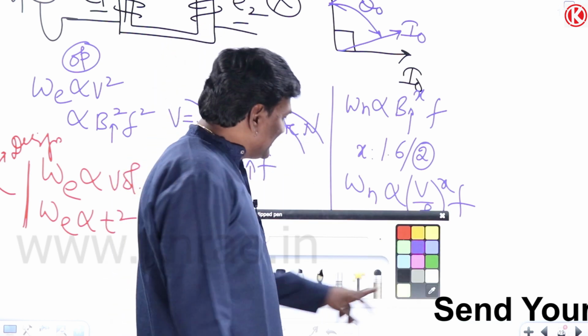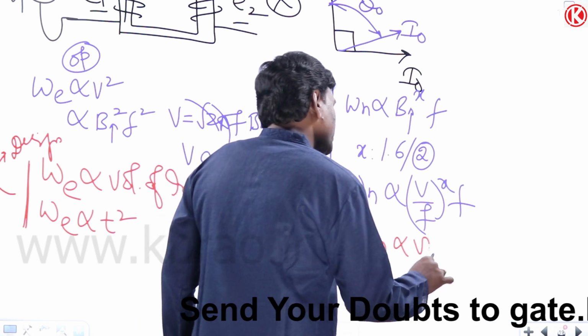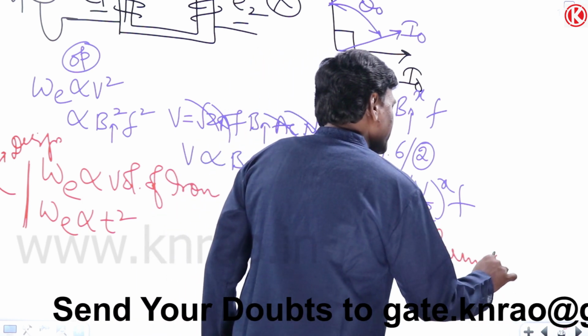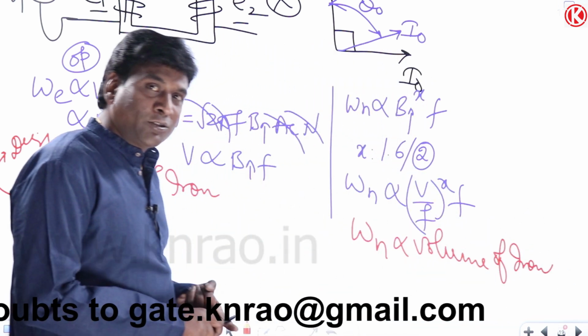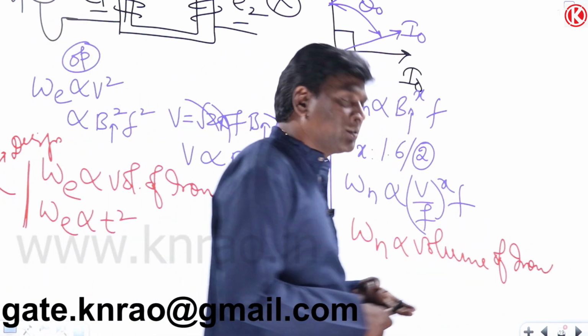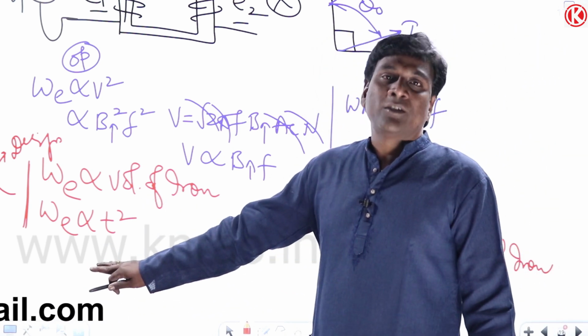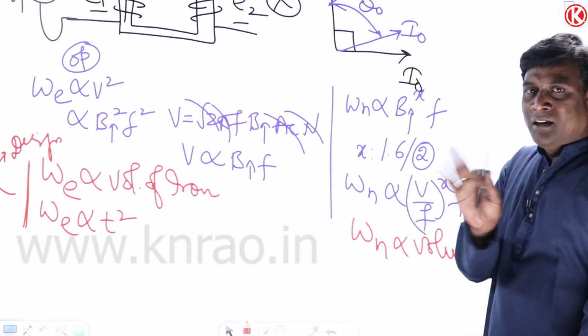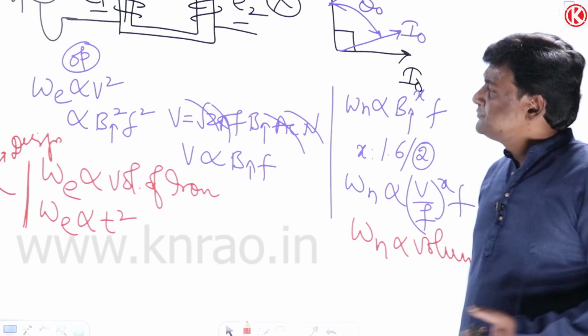Now the next thing is as a design engineer. As a design engineer, hysteresis loss is directly proportional to volume of iron. Eddy current loss also depends upon volume of iron. But eddy current loss depends upon thickness of laminations, and hysteresis loss will not depend upon thickness of laminations. Okay, these are enough to solve the problem.